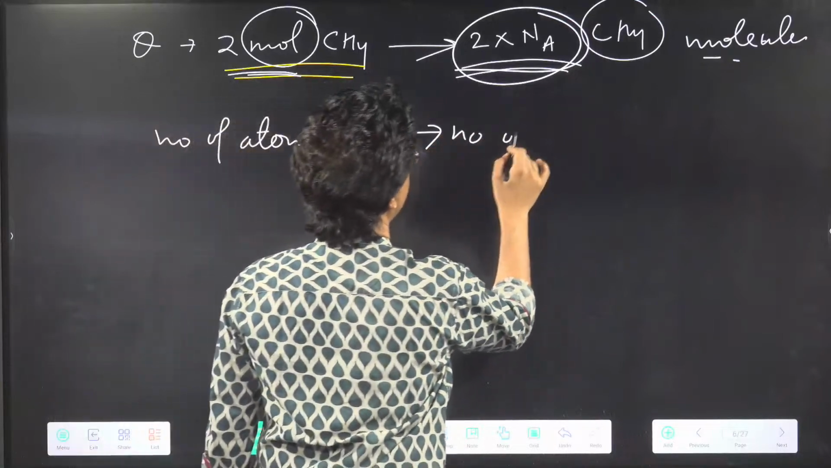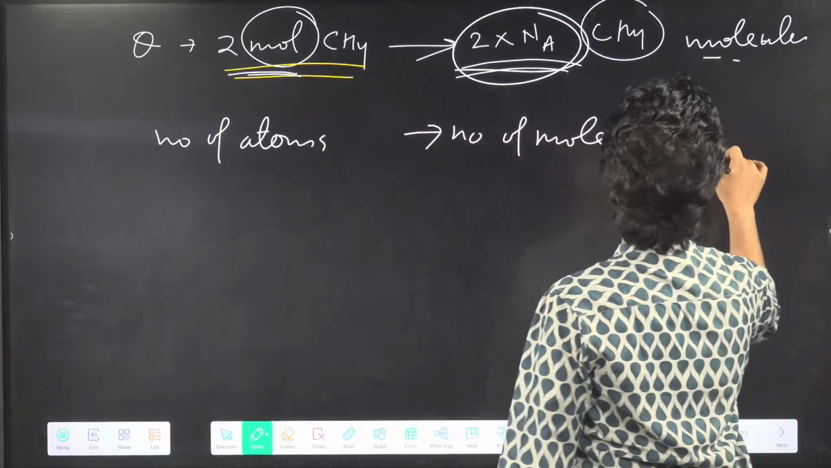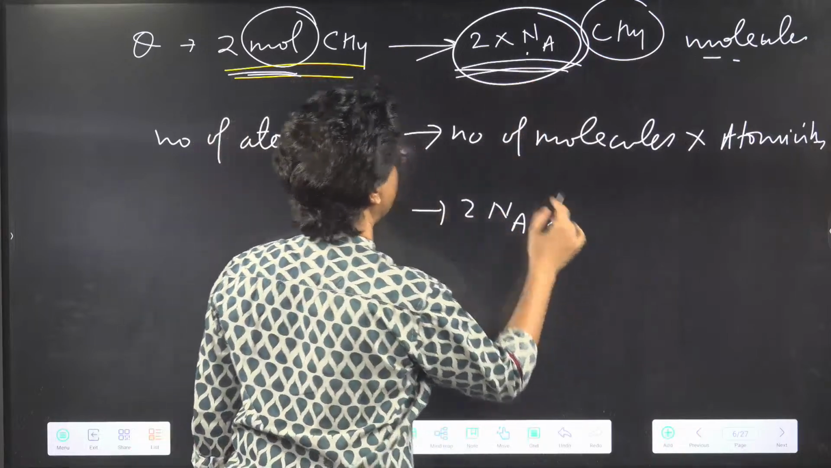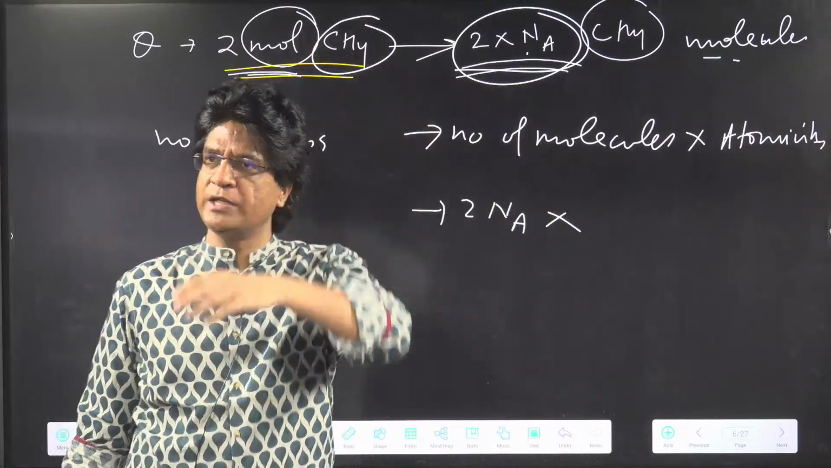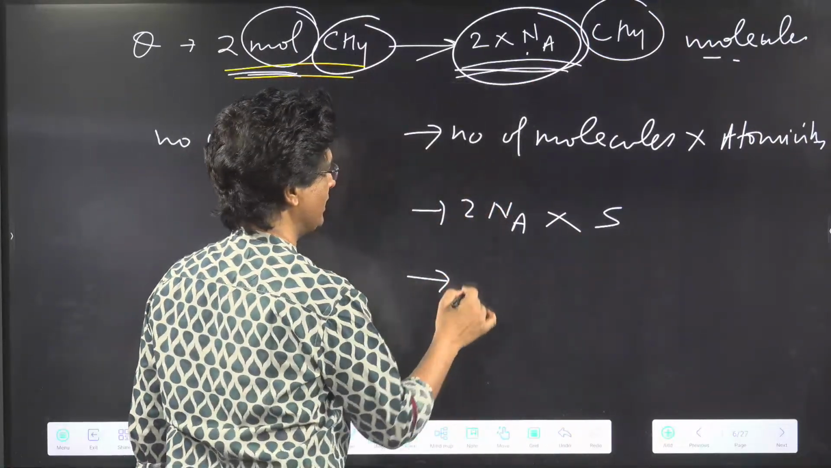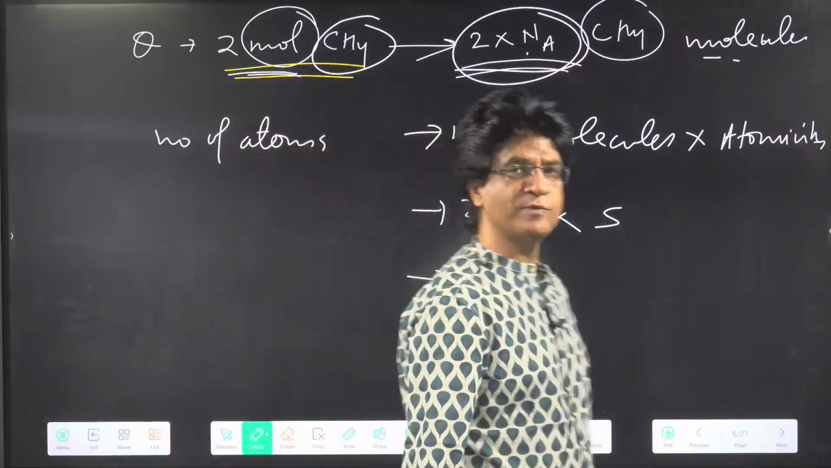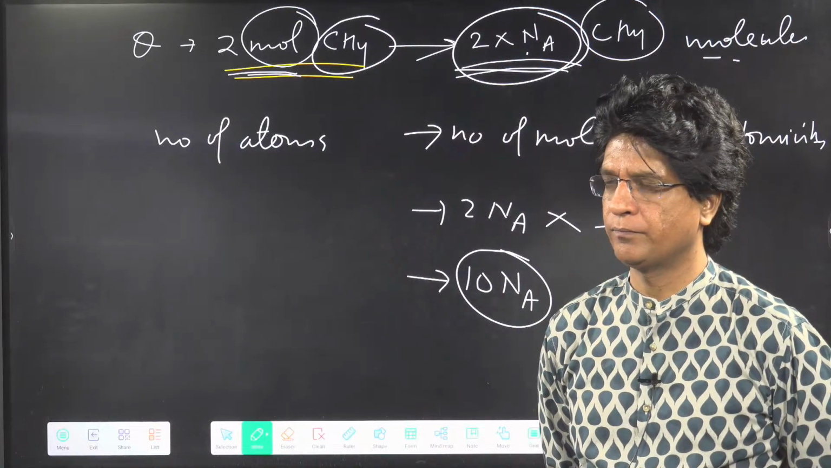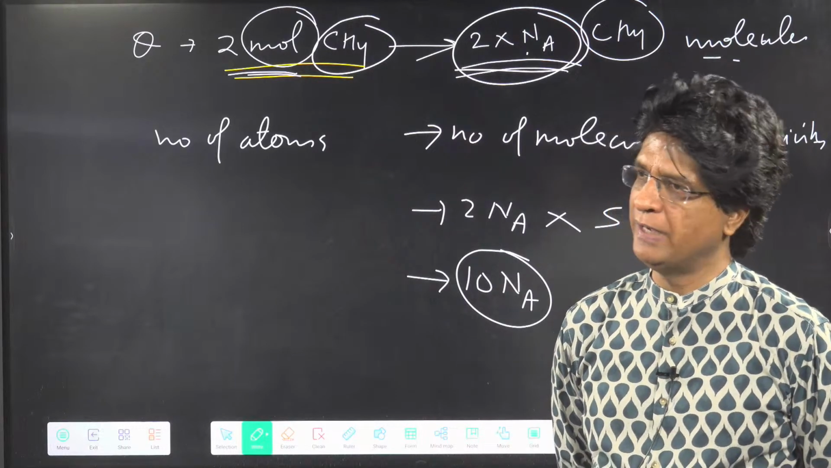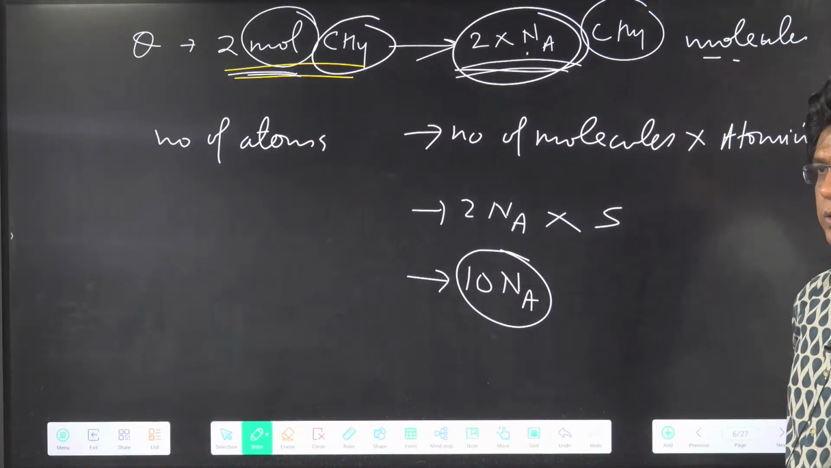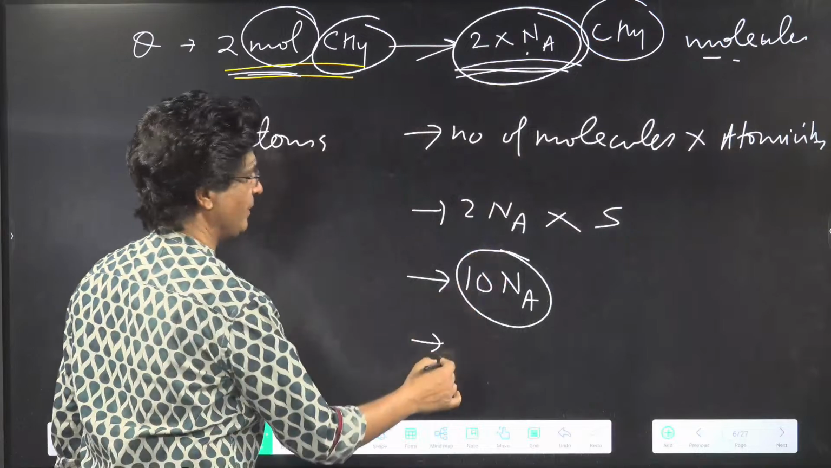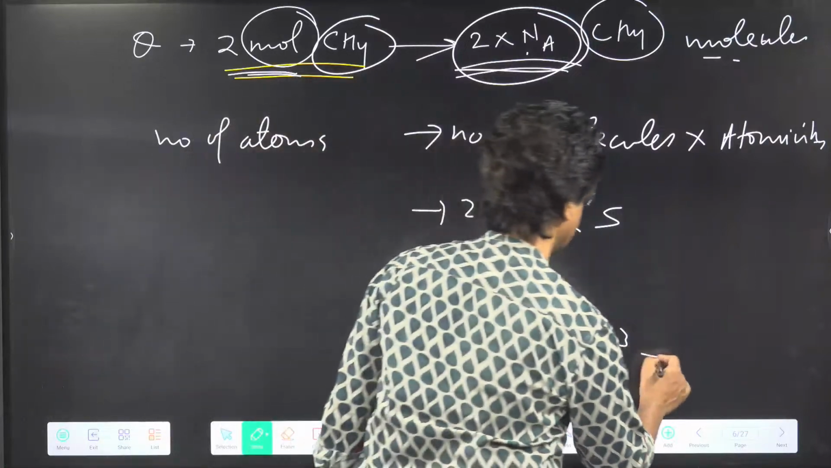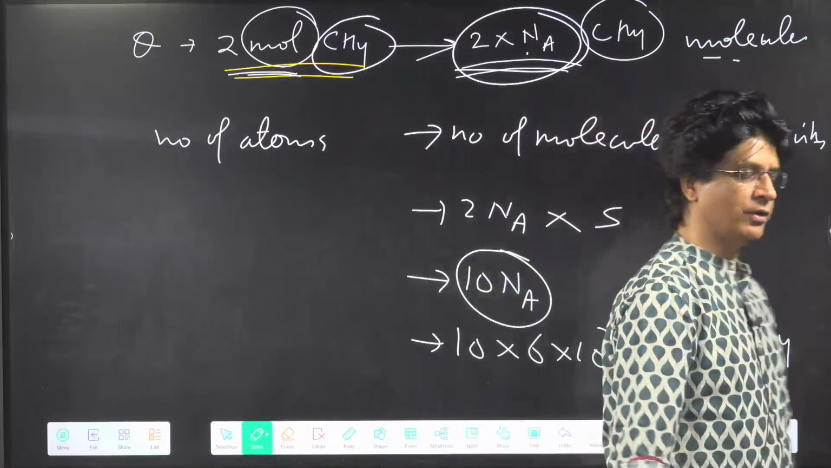Number of atoms will be the number of molecules into atomicity. The number of molecules is 2Na, and the atomicity of CH4 is 5, so it will be multiplied by 5. This will be 10Na atoms. You can expand that further: this will be 10 into 6 into 10 to the power of 23 if they want a completely numerical answer, which is 6 into 10 to the power of 24. Agree or not?